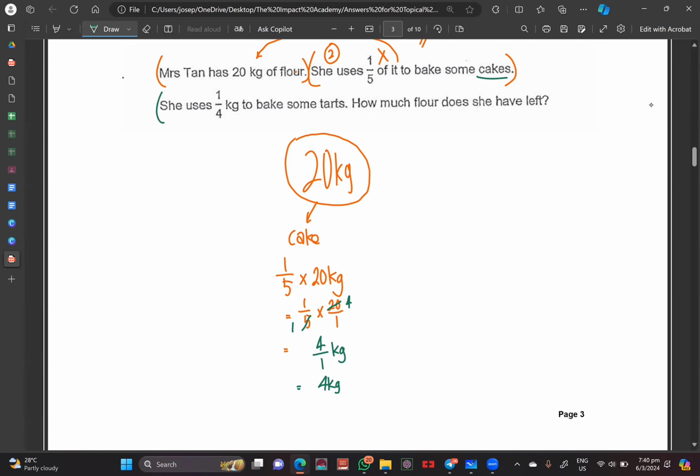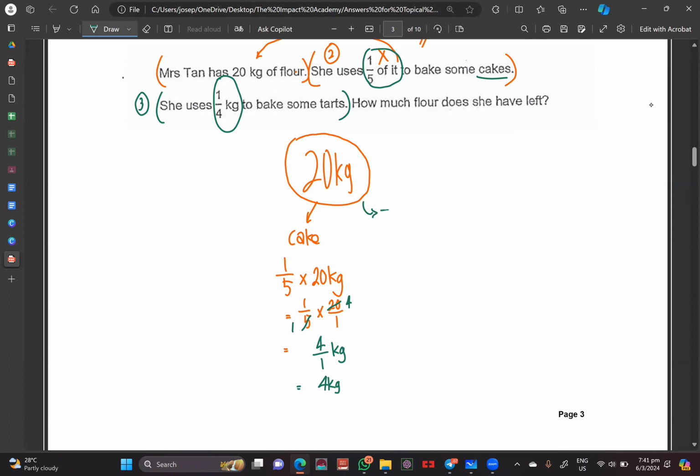Now, once I'm done, I can move on to sentence number 3. She uses 1/4 kg. You must know the difference between 1/4 of it and 1/4 kg. This is already calculated for you. This is not calculated for you. That's why I need to calculate.